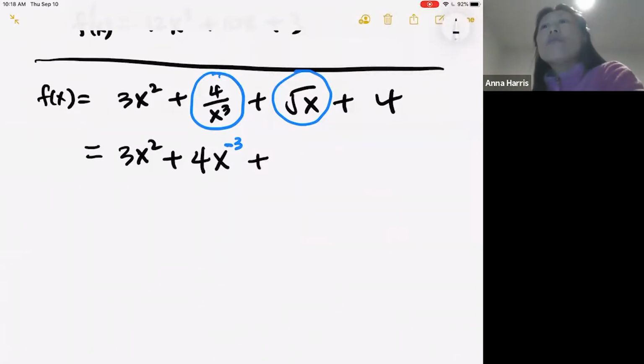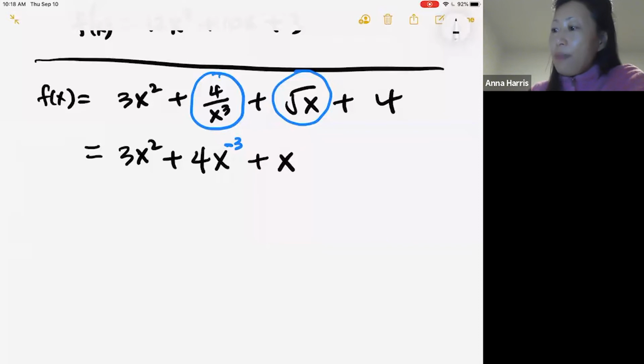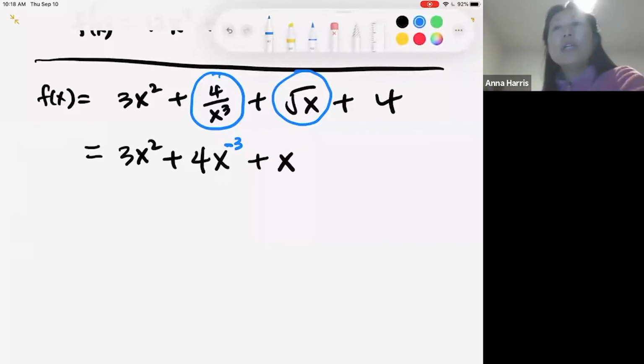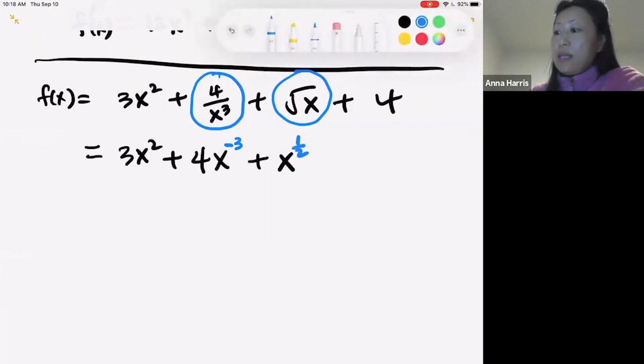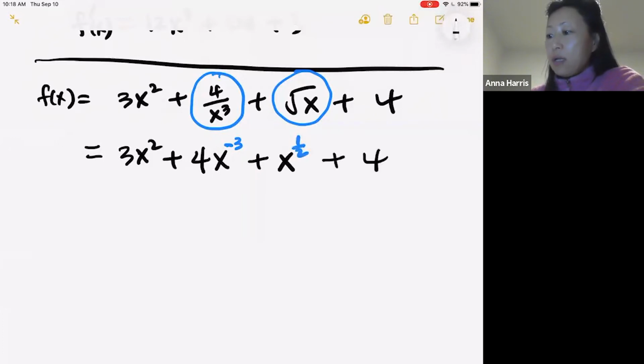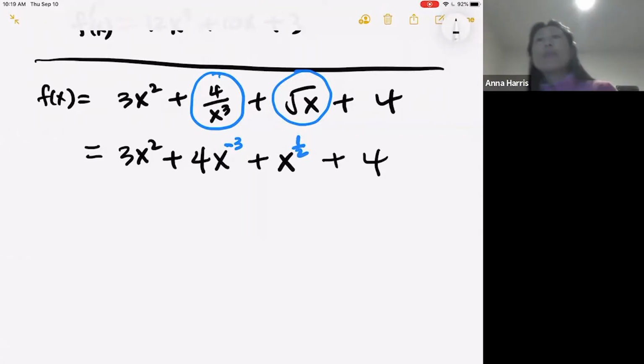The square root of x is a radical, but I want that to be something to the power. So I need to rewrite that as x to the what power? Somebody, what is the radical power? That is the same as what? 1/2. And then just write down 4. So does everybody see that? I just rewrote my problem so everything is in terms of a power, not radicals, not denominator, but everything is in the numerator position with a power.